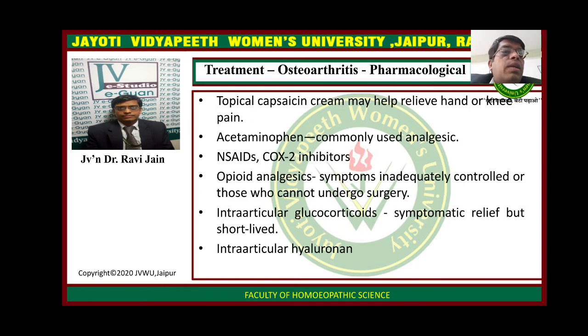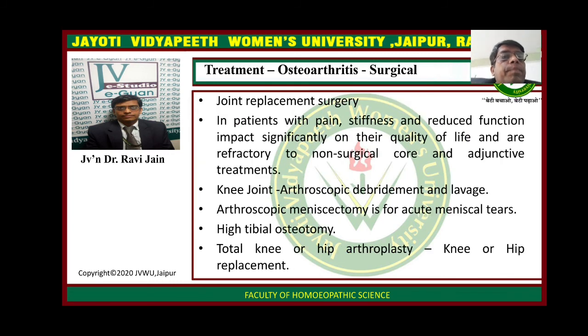We have topical capsaicin cream, which may help to relieve the hand or the knee pain. Next, we have acetaminophen, which is commonly used as an analgesic. We have NSAIDs, COX-2 inhibitors, and opioid analgesics for those whose symptoms are inadequately controlled or who cannot undergo surgery. We have intra-articular glucocorticoids with symptomatic relief but short-lived. Next, intra-articular hyaluronan can be given.